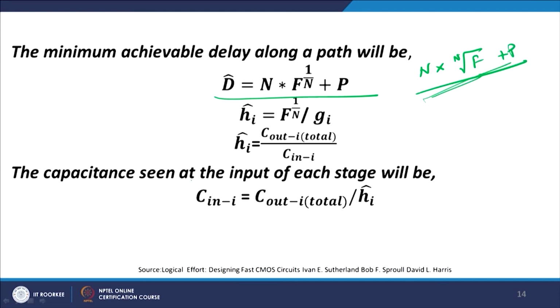So, the optimal capacitance seen at each stage will be given by this formula, where C in is the input capacitance of the ith stage. For the ith stage I get C out divided by h i, where h i is the stage effort, that is F to the power 1 by n divided by the logical effort.